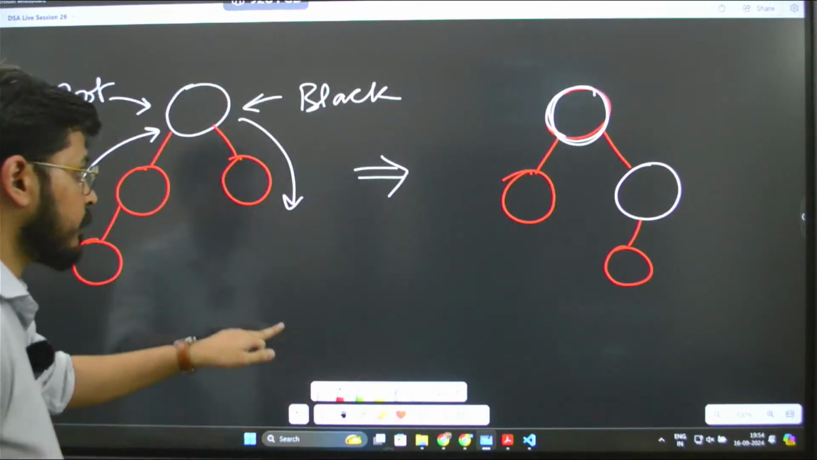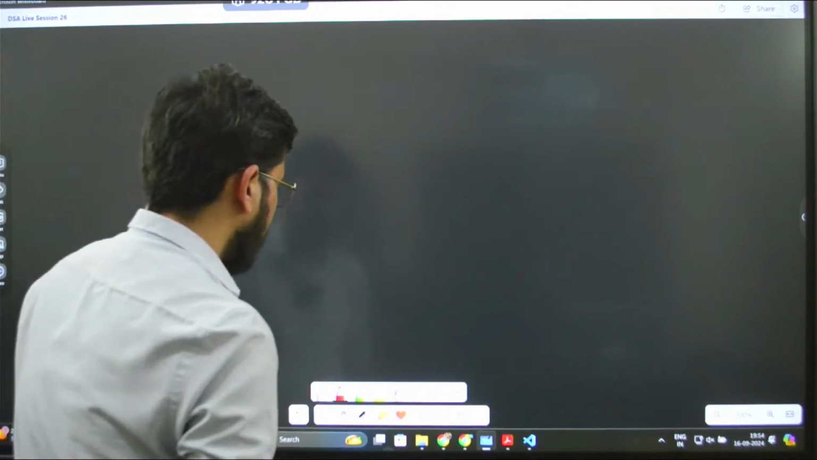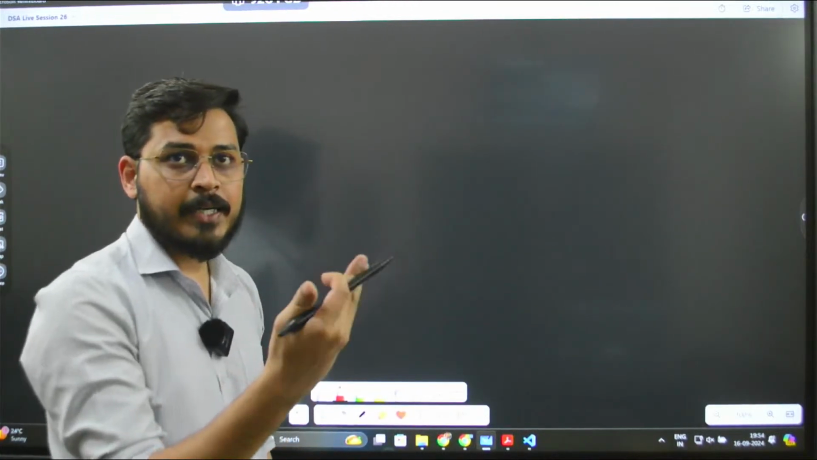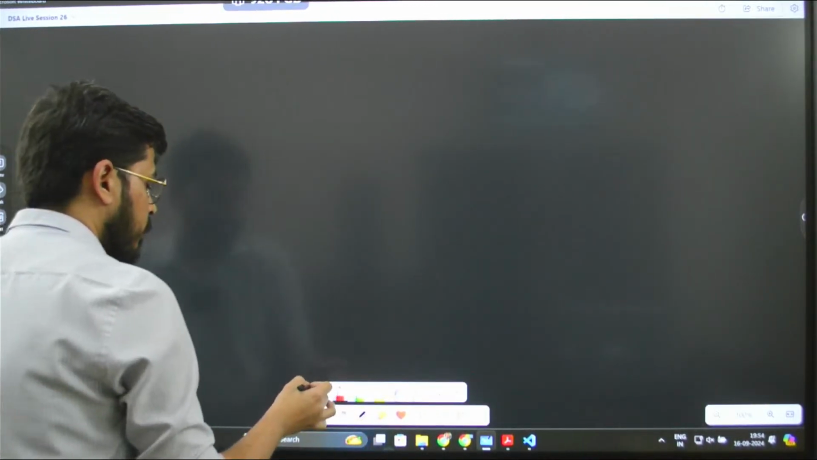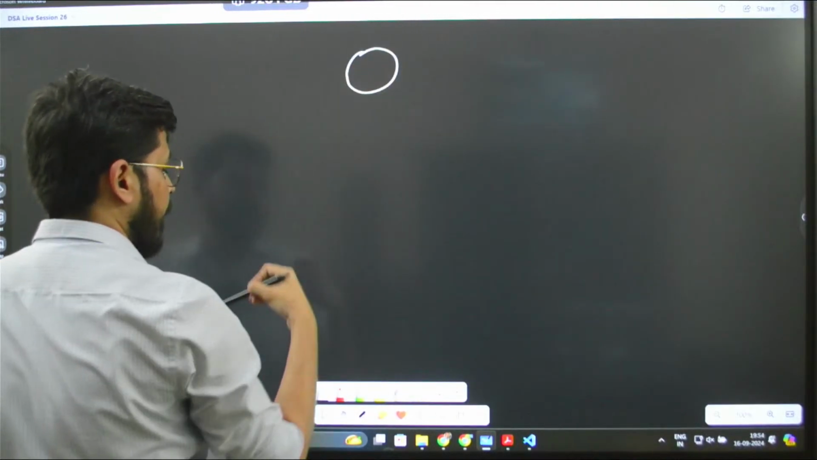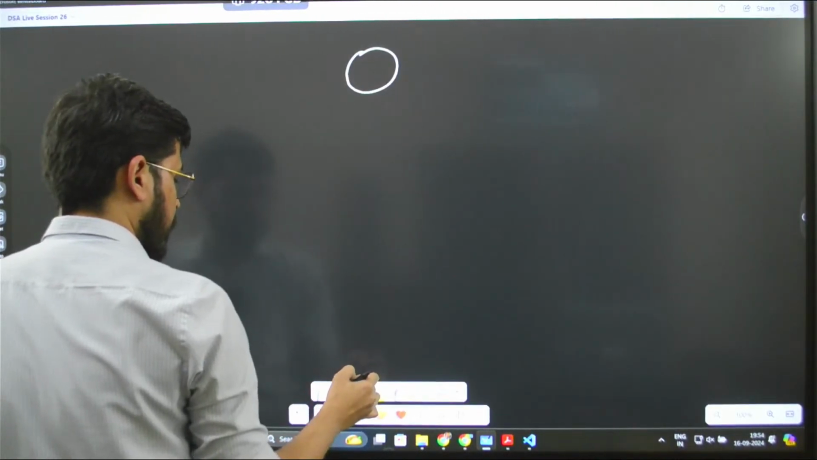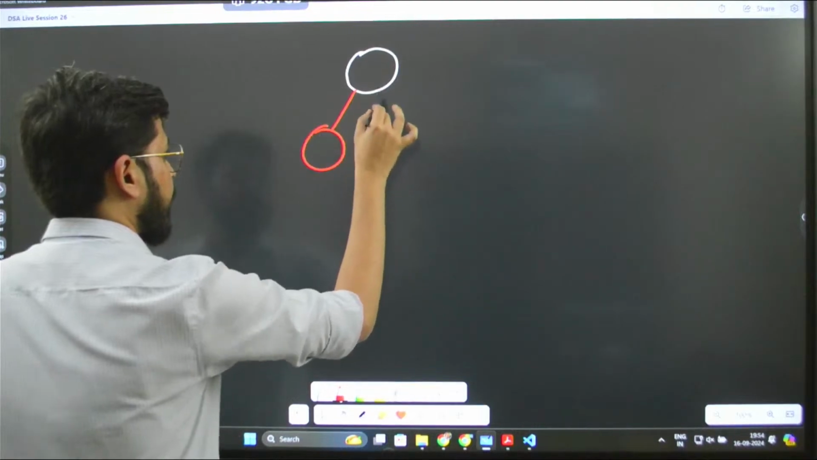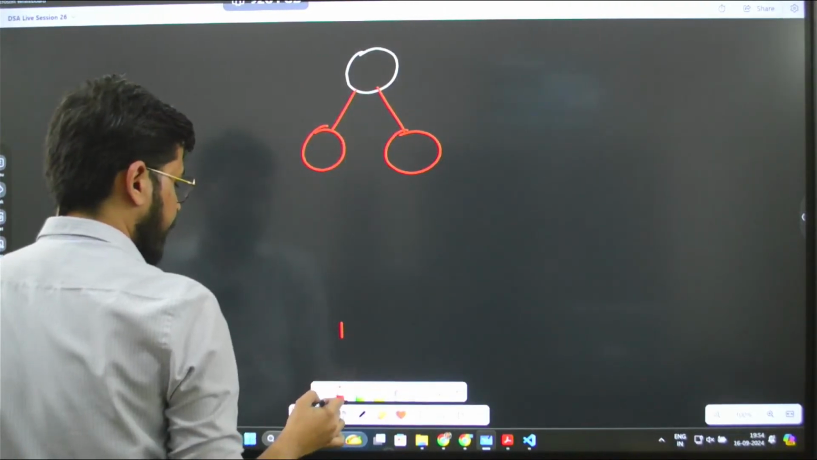Okay guys, what we have understood just now, let us revise. Code we will write later on. Black parent. Now uncle is also red and parent is also red.